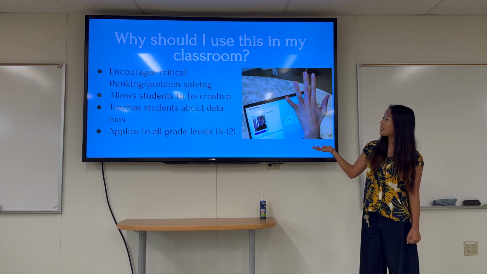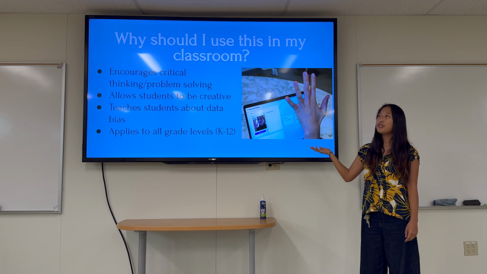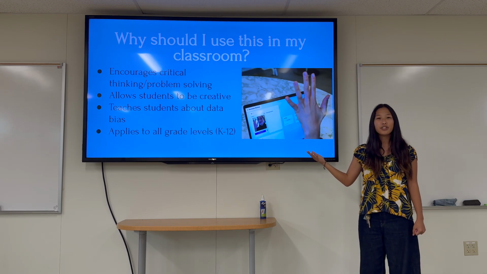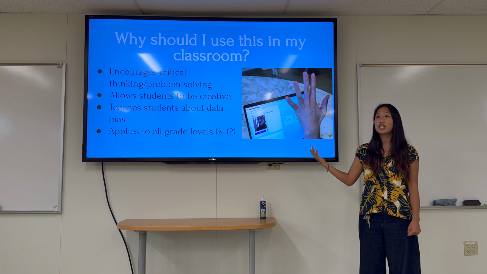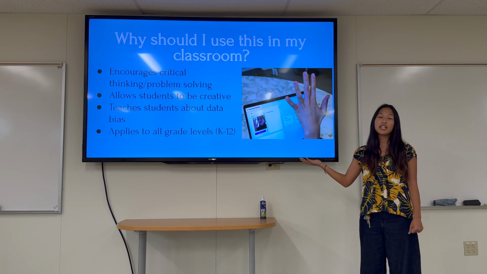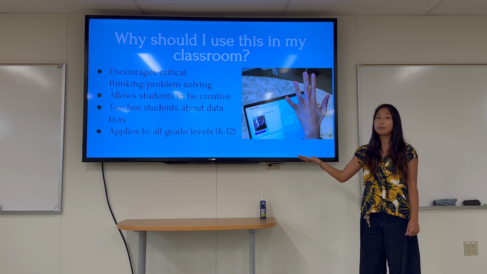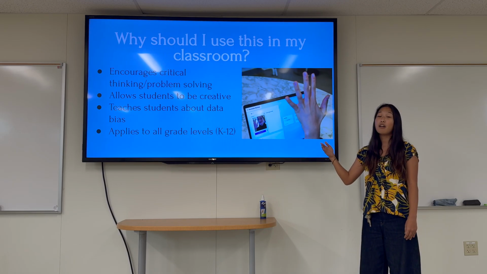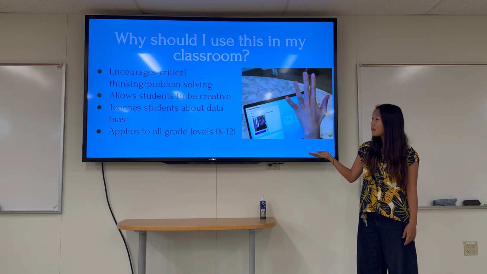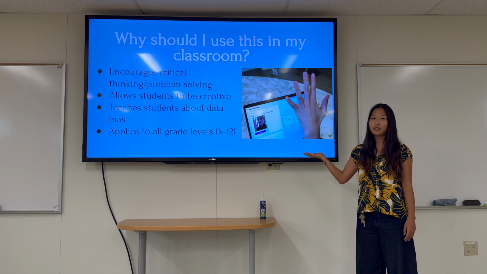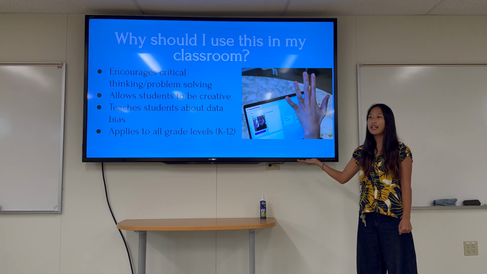Next, it teaches students about data bias. When you put two different images in front of a screen, it might look like it's just taking that data, but it's considering more than just what's in front of you. If you saw a dog, it doesn't just see a dog, it sees a dog that's black, a dog that's brown. It takes in all this data and it could create a bias in your teachable machine. The last one is that it applies to all grade levels K through 12. So a kid any age can create a teachable machine.